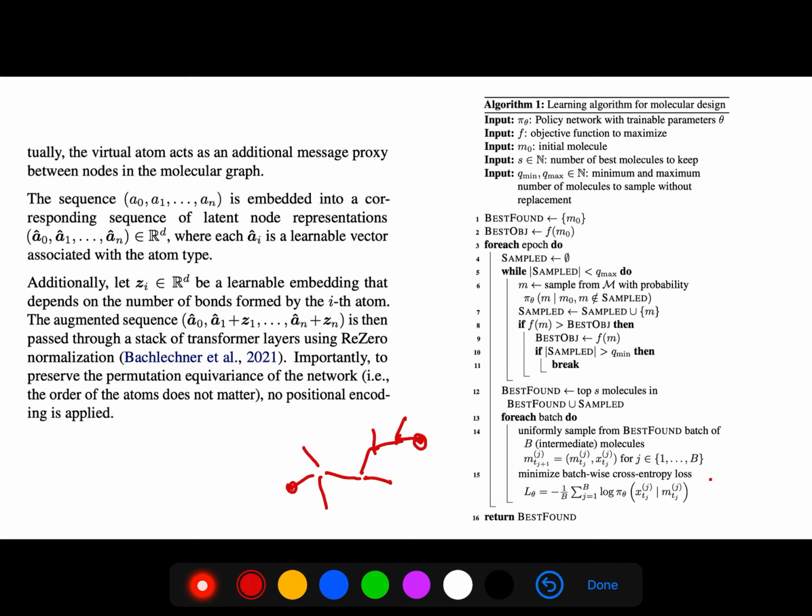Here is something very interesting. We use the batch-wise cross-entropy once we uniformly sample from the best found molecules. Here we get the best found, and here we get the best objective. What is your best objective? These are the inputs as well. So the policy is the input. The objective function is your input. Your initial molecule is input. The number of best molecules to keep is input. The minimum and maximum number of molecules to sample without replacement is also input.